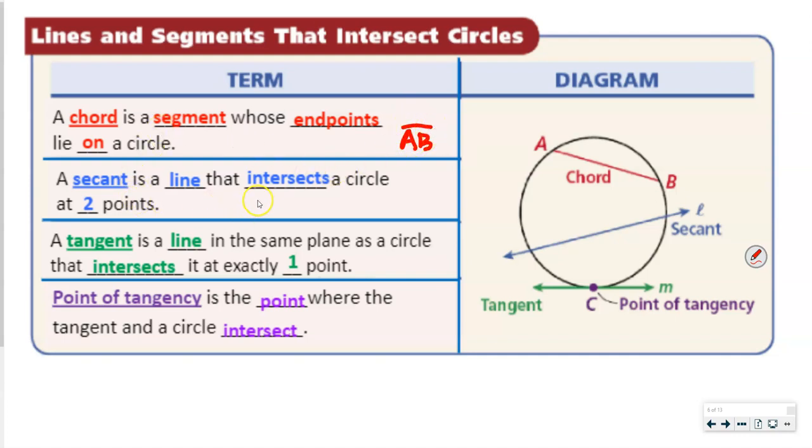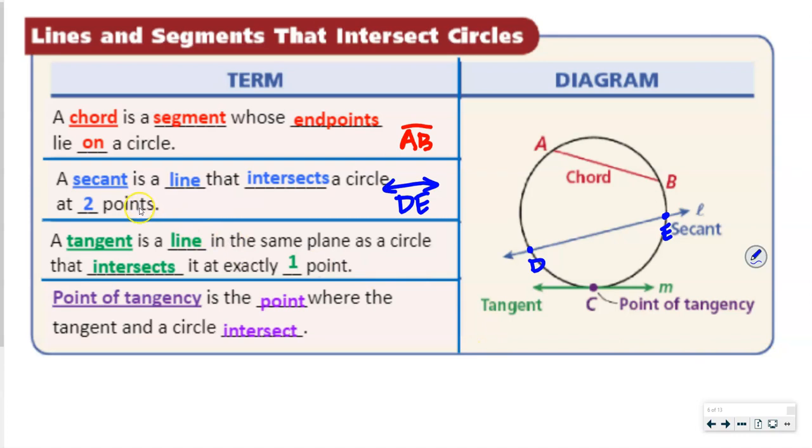Now, a secant is a line that intersects a circle at 2 points. So notice here this blue line, and I know it's a line because it has arrows on both ends. AB is a chord because it has endpoints. This line, line L, is a secant. Okay, so this one, let me just give it some points here just so you guys can see. So let's just call this DE, okay? All right, so if we were to write this, it would be DE, and it would have a line symbol over top of it, okay?